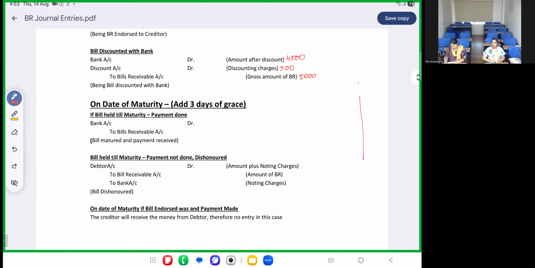Second case is if the amount is not received and we are holding the bill with us till maturity, what will happen? Dishonor entry should be passed. What should happen?